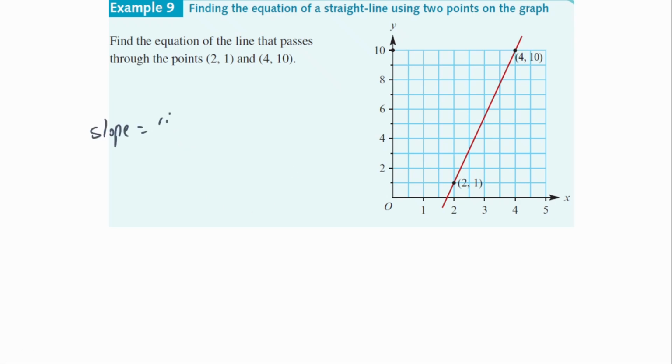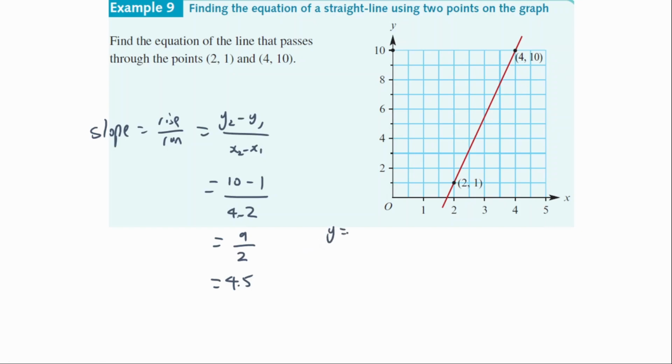So that was rise over run, or y2 minus y1 over x2 minus x1. Substitute those values in, that gives me 10 minus 1 over 4 minus 2. It gives me 9 at the top and 2 at the bottom, and we can simplify that to be 4.5. Alright, so we've done the first step, we've found the slope. Step 2 was to substitute that into y equals mx plus c. That gives me y equals 4.5x plus c. That was our second step there.